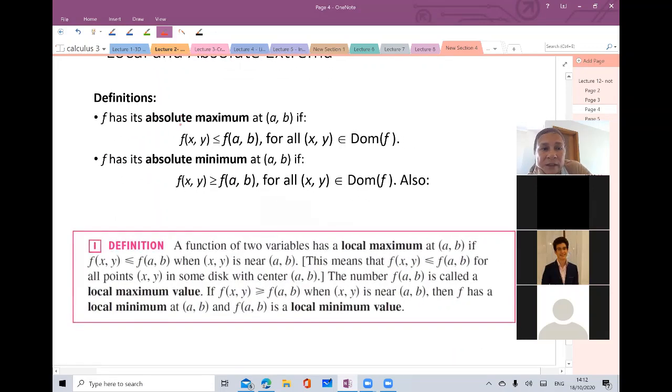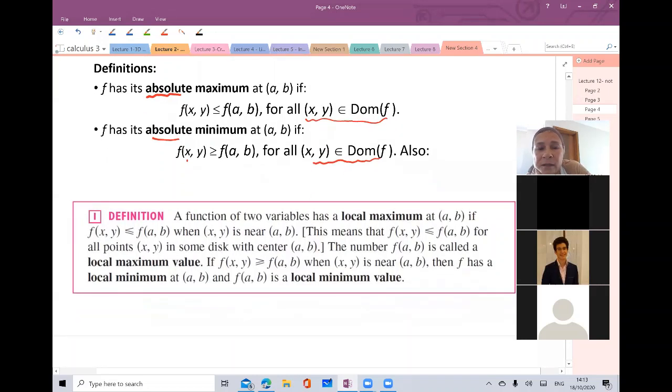I know that f has an absolute maximum at (a, b) if the values of the function are less than or equal to the value at (a, b) for all x, y in the domain of f. Now we understood that. It's an absolute minimum if the function for any x, y is greater than or equal to the value of the function at this (a, b) for all the x, y's in the whole domain. ماشي, for all x, y's يعني in the whole domain.